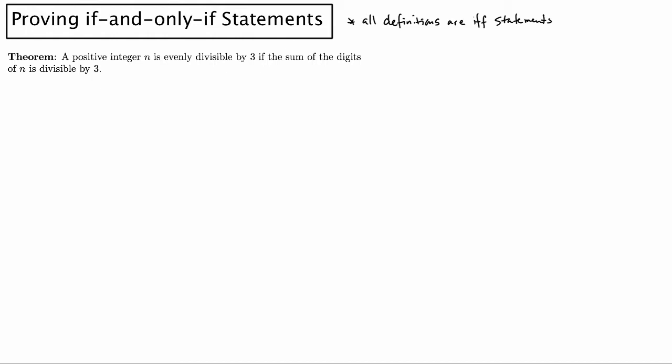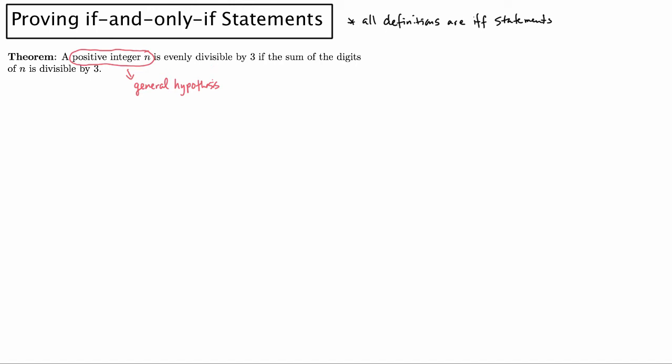So the best way to do this first is by diagramming kind of what's going on. The first part of this diagramming is to look at the phrase positive integer n. So this phrase is what we would call a general hypothesis. So it's a general sort of statement about, okay, what setting are we in?